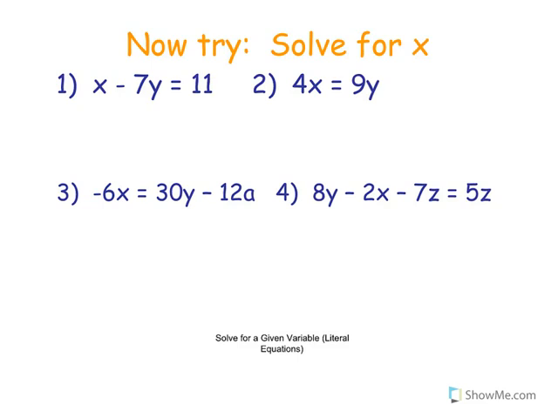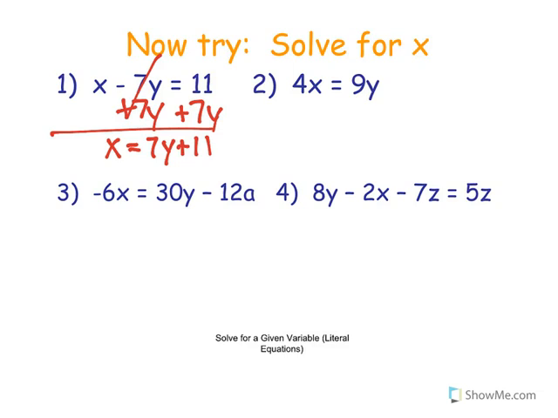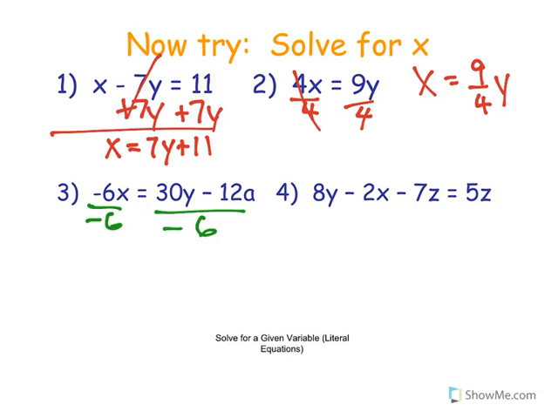For the first one, the only thing we need to do to solve for x is add 7y to both sides. So we should have x is equal to 7y plus 11, or 11 plus 7y. They mean the same thing. For the second one, the only thing we have to do is divide both sides by 4. So we get x is equal to 9/4 y. The other two have a little bit more, or at least the fourth one does. For this one, we're just dividing by the coefficient, which is -6. But I have to actually do the division now. So 30y divided by -6 is -5y. -12a divided by -6 should give me +2a.